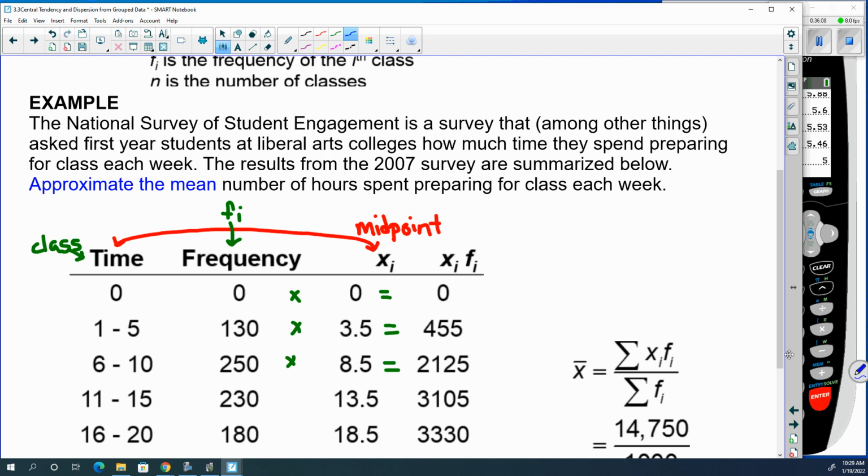They spent 1 to 5, is this in minutes? Probably. It doesn't tell us if that's in minutes. Hours, did it say hours somewhere? Okay, yeah, approximate the mean number of hours. So spending 1 to 5 hours, 130 people said they spent between 1 to 5 hours. 250 people said they spent between 6 to 10 hours preparing, and so on. So we have the data.